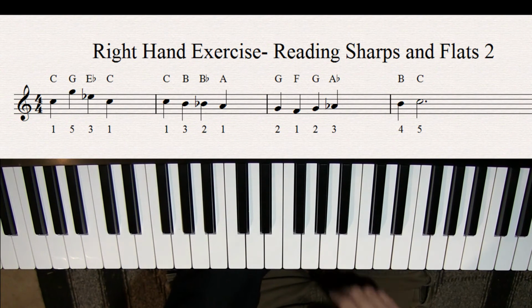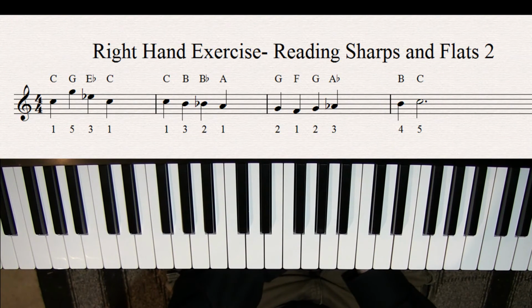So let's take a look here. I forgot to mention this in the last one. The first thing you want to do whenever you play a piece is look at the time signature and what clef you're playing in. Obviously that's pretty important. And any notes that stick out to you, like any flat notes or sharp notes.